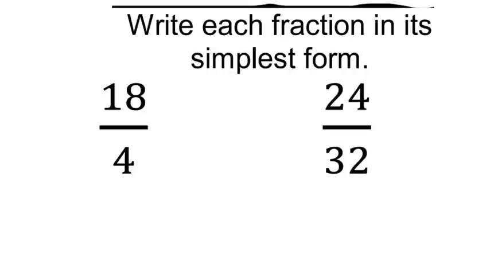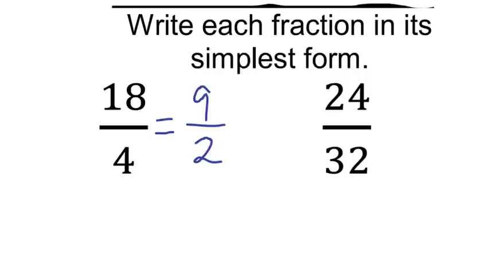All right, quarter one, week 8, day 3. Write each fraction in its simplest form. Well, I know for sure that 2 goes into both 18 and 4, so I'm going to just divide each one of those in half. I know half of 4 is 2, and I know half of 18 is 9.